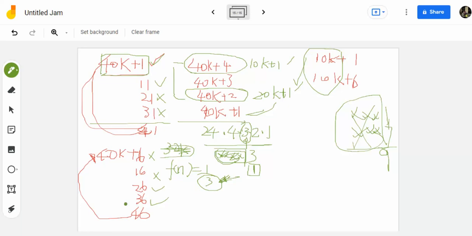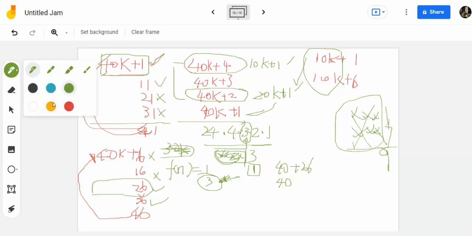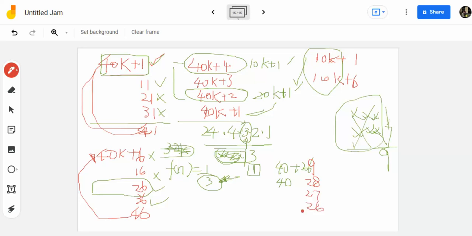So let's say for this one, for example, 26 working, right? With a random pick, 26 working. 26 is 40 plus 26, right? Sorry, 40K plus 20, this plus 3, right? So suppose it is 29, 28, 27, and 26, right? So we would divide by this 4, 2, 1, right? This 39, right?